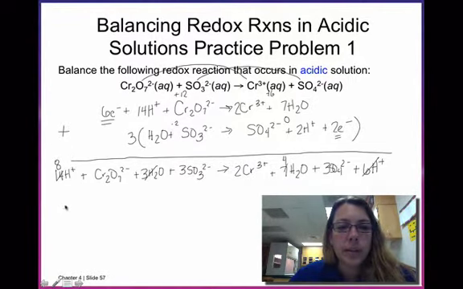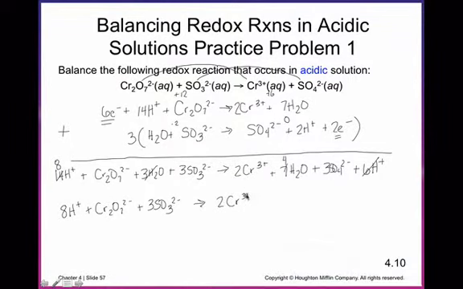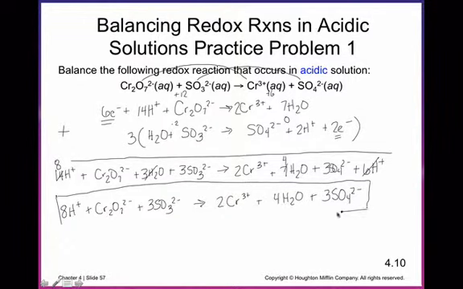So then I just rewrite for my final answer. I have my 8 hydrogen ions, the dichromate ion, and the 3 sulfites. That gives me my 2 chromiums and my 4 waters and the 3 sulfates. So I'm pretty sure that's the final answer, but we're going to do our double check. I'm going to box it just to make sure here.